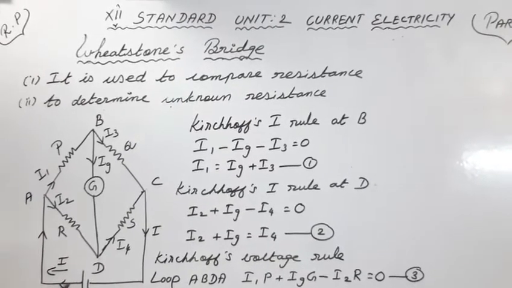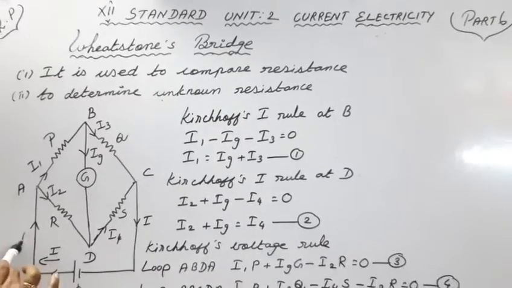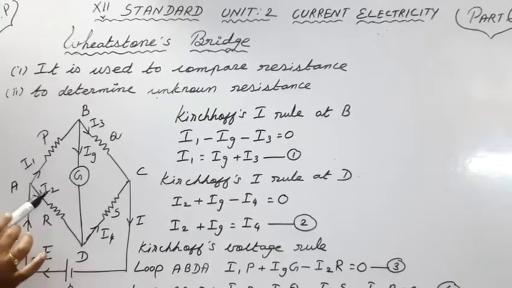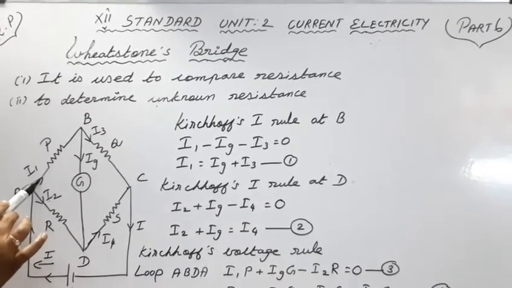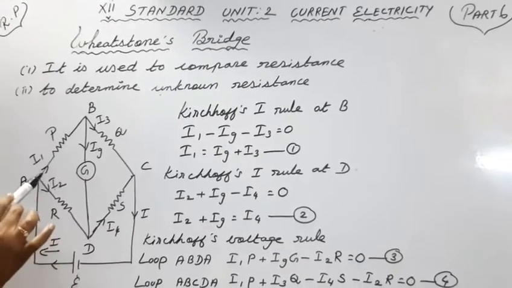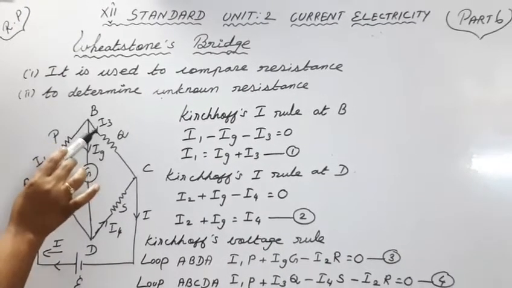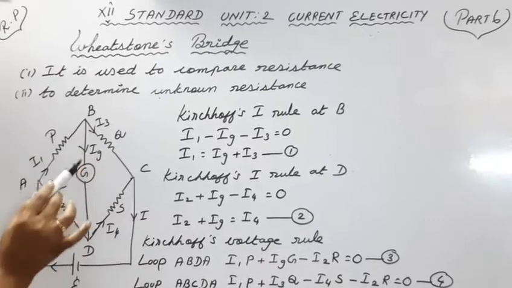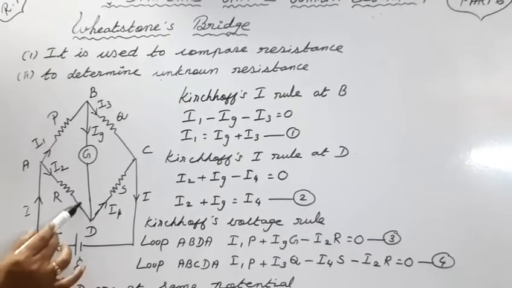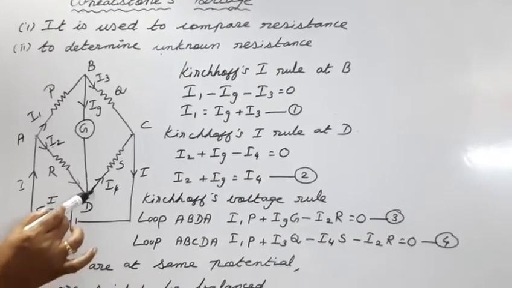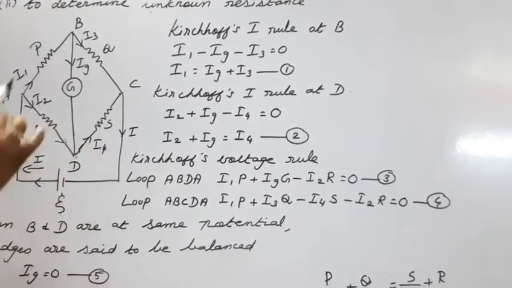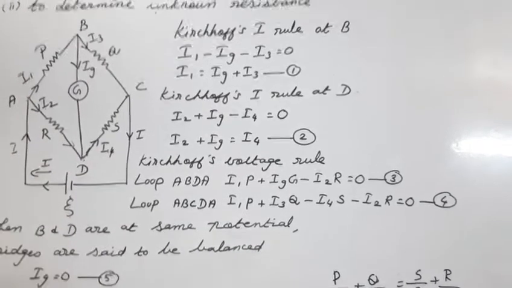From the battery positive and negative, the current flows through and reaches A. When it reaches A, the current is divided into two parts. Here it goes as I1 and here it is I2, represented by the arrow marks. When I1 reaches B, the part going towards C is I3, and towards the galvanometer is Ig. And here the I2 current reaches the point D, and afterwards the I4 current goes towards C. So these are the current paths.